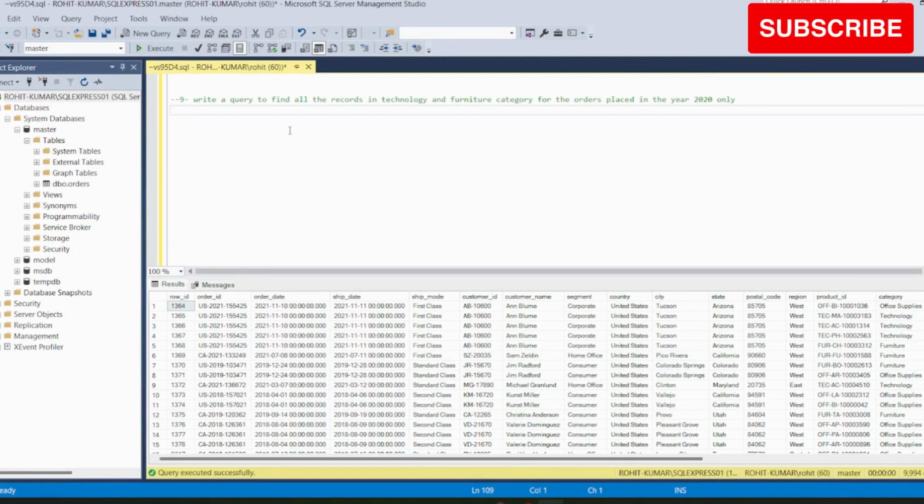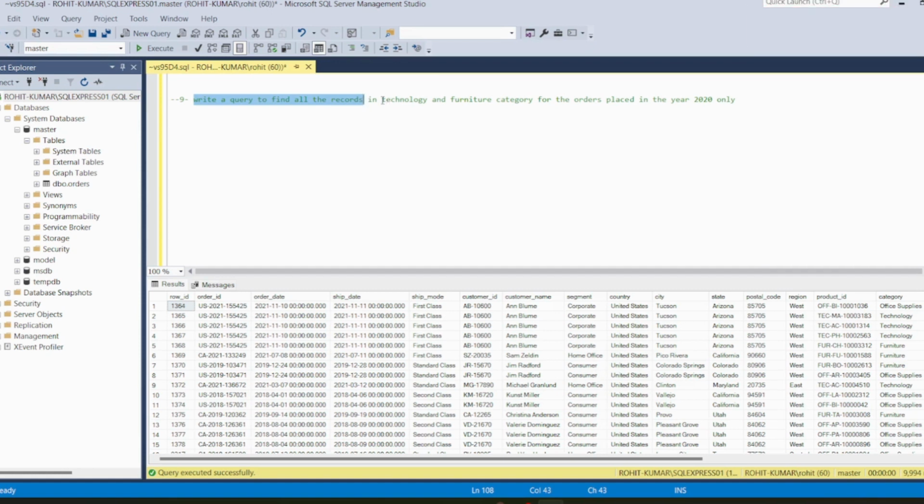So today we are going to solve one more question, that is: write a query to find all the orders in the technology and furniture category for the orders placed in the year 2020 only. So let's bifurcate the question first. The first part is write a query to find all the orders. The second part is the category should be technology and furniture only. And the third part is the order placed in the year 2020 only. These are the three parts of our question.